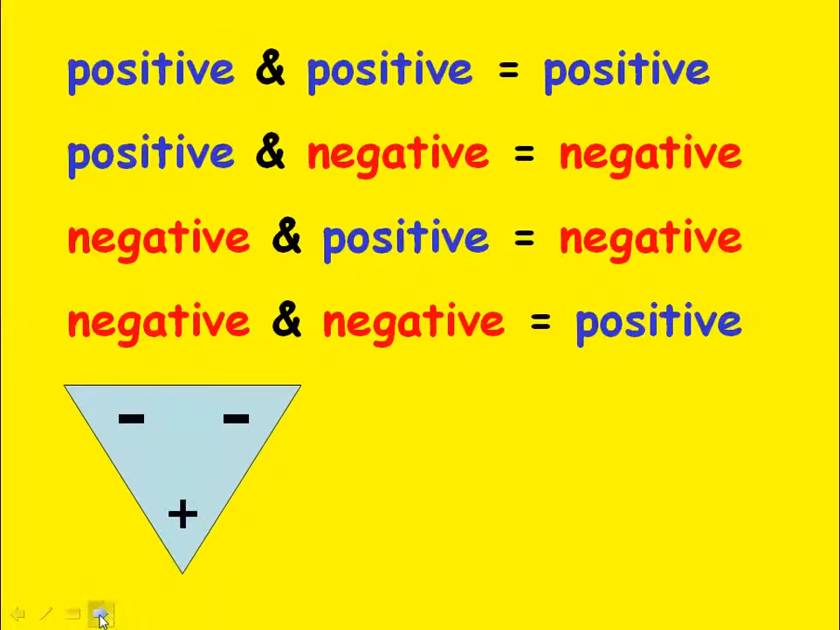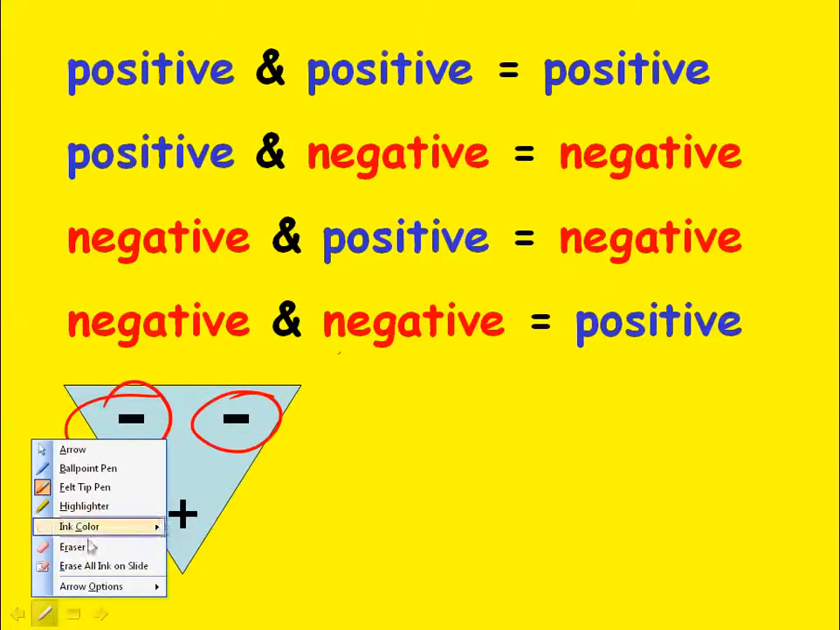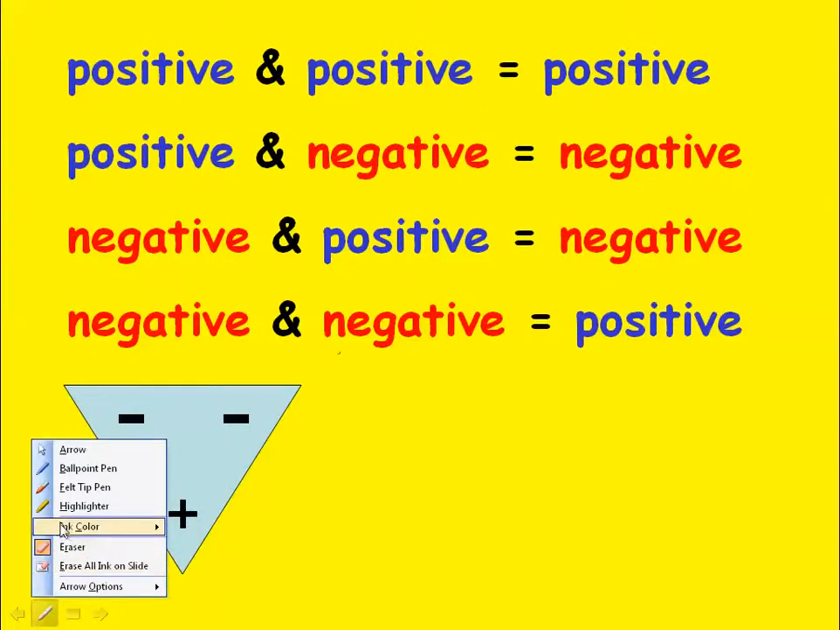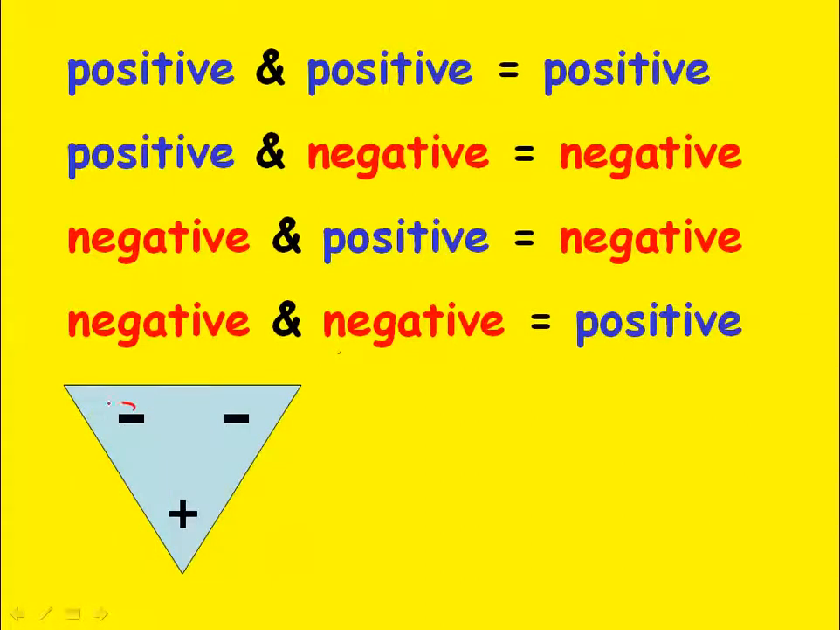Another easy way to remember this is to think about a little triangle that has two minus signs at the top and a plus at the bottom, kind of like a little alien face. If we multiply a negative and a negative, what we're left with is a positive. However, if we multiply a negative with a positive, we're left with a negative.